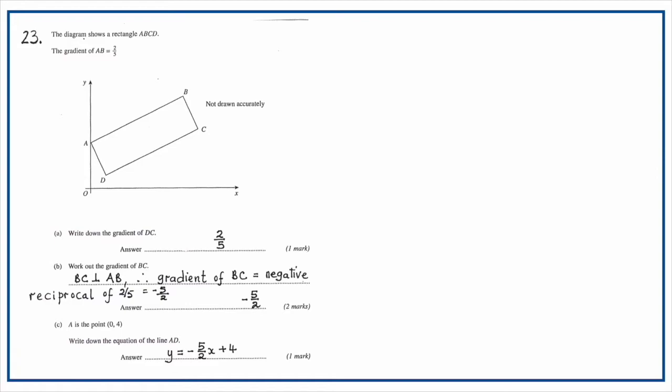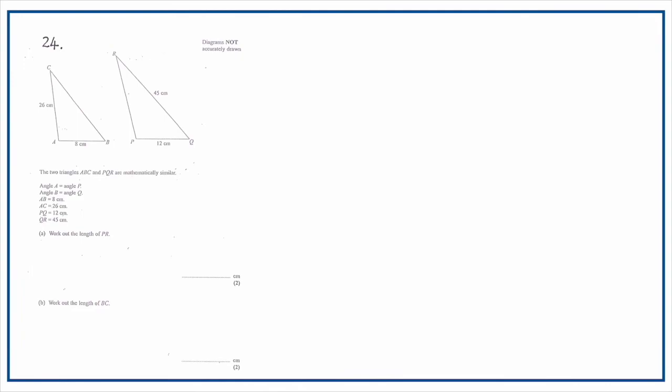Yeah, so the answer is y equals minus 5 over 2 x plus 4. Question 24. The two triangles ABC and PQR are mathematically similar. Angle A equals angle P. Angle B equals angle Q. AB is 8 centimeters. AC is 20 centimeters. PQ equals 12 centimeters. And QR equals 45 centimeters. Work out the length of PR.